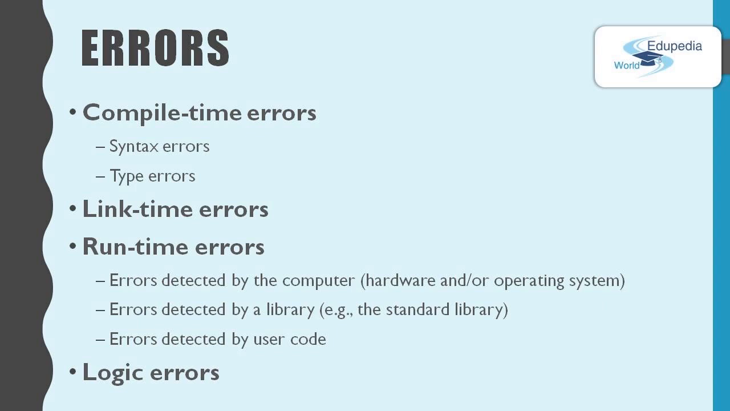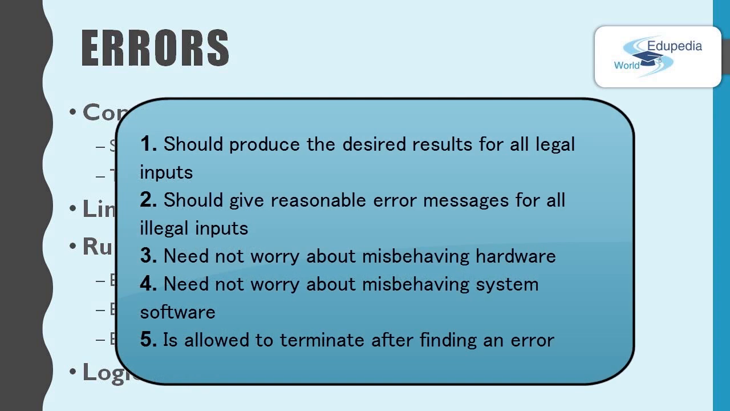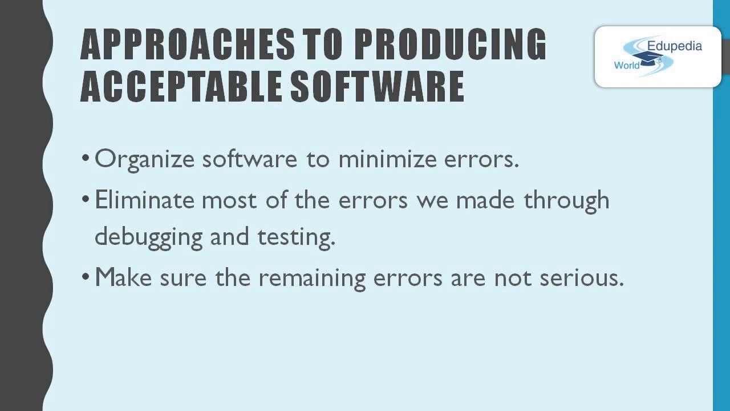Unless we specifically say otherwise, we will assume that your program should produce the desired result for all legal inputs, should give a reasonable error message for all illegal inputs, need not worry about misbehaving hardware, need not worry about misbehaving system software, and is allowed to terminate after finding an error. However, assumptions 1 and 2 are included in the definition of basic professionalism, and professionalism is one of our goals. When we write programs, errors are natural and unavoidable.